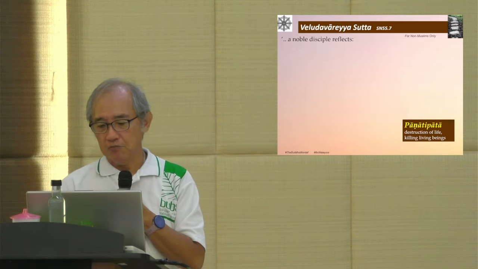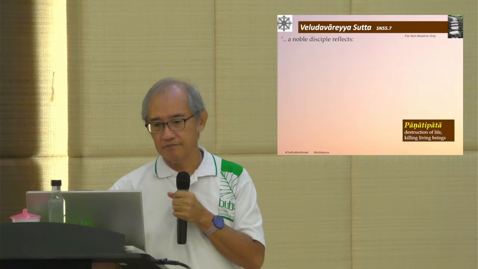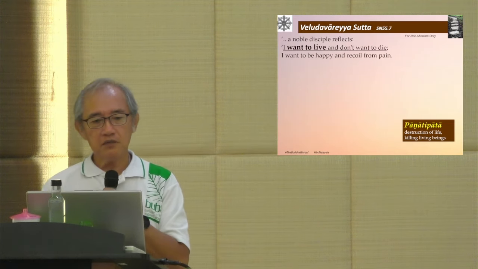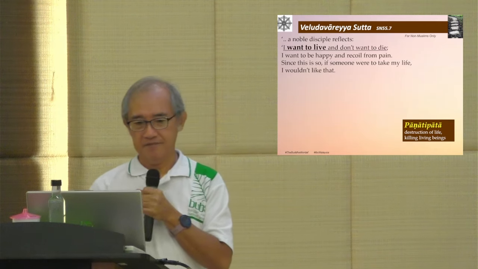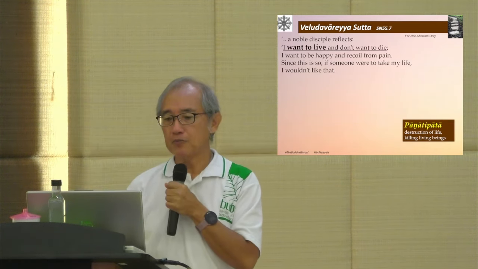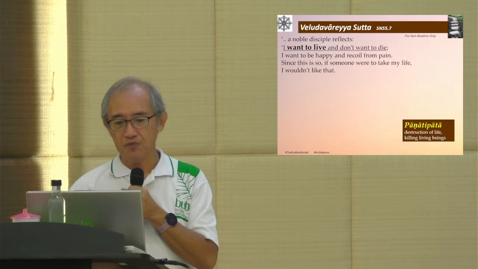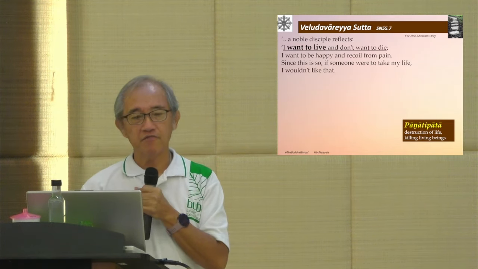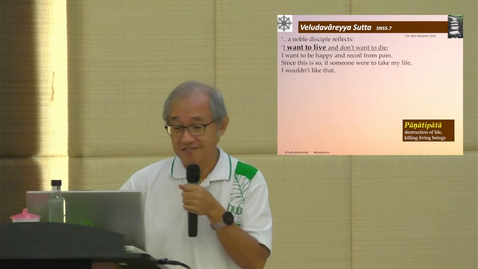And the Buddha was talking about how we should practice the 5 precepts. Now, a noble disciple reflects, I want to live and don't want to die. Which is standard. All living beings want to live, don't want to die. I want to be happy and recoil from pain. Since this is so, if someone were to take my life, I wouldn't like that. Up to here is very commonsensical, isn't it?